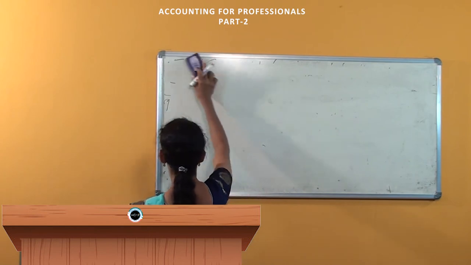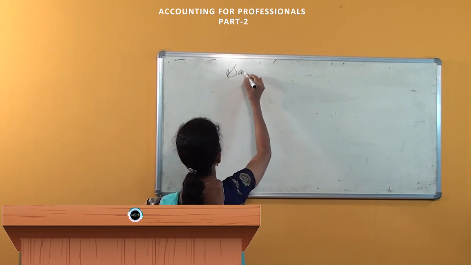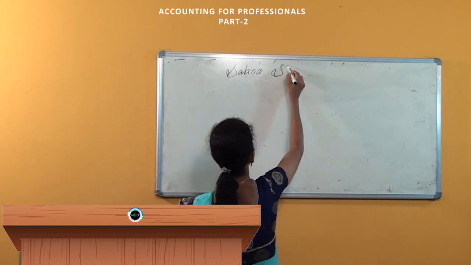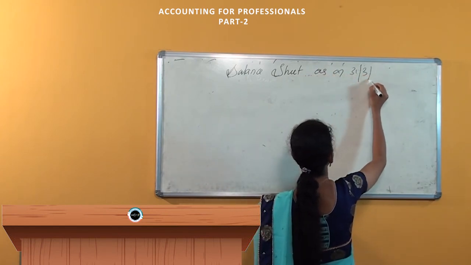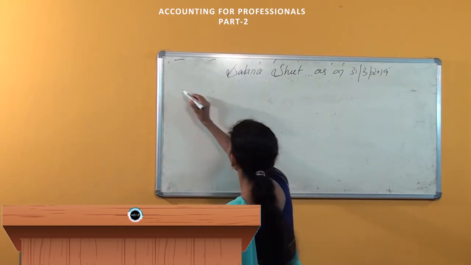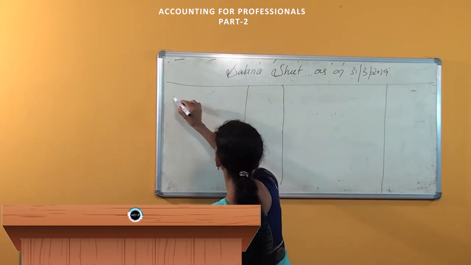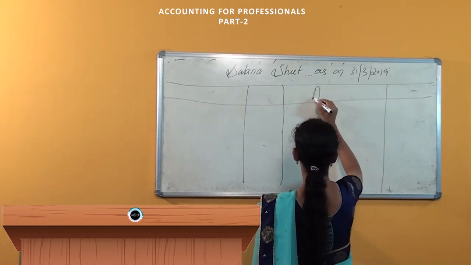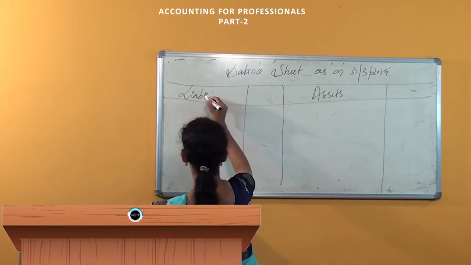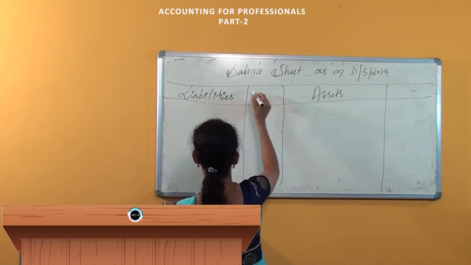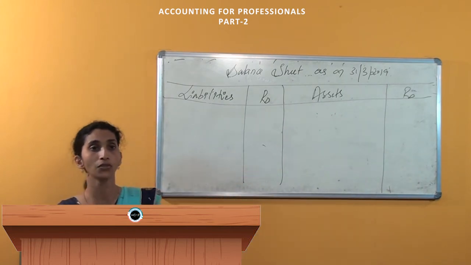You know how to prepare the balance sheet, that is with the assets and liabilities. So balance sheet as on December 31, 2019. This is assets and this is liabilities, with the amount column. Okay, so we'll see.